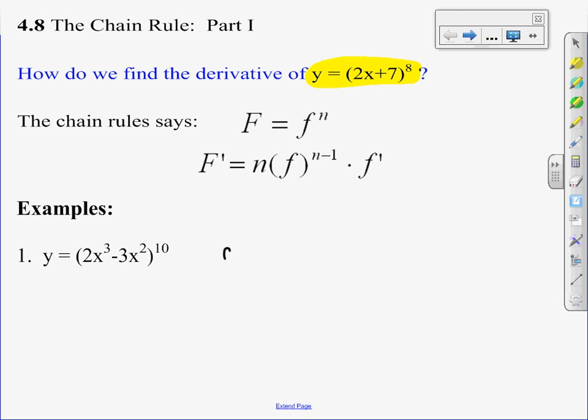If I want to find the slope of the tangent line at any point, the chain rule says I apply my basic power rule and move the exponent to the front, or multiply the number in front by the exponent. I leave the base of the power the same. I subtract 1 from the exponent, and then I multiply by the derivative of the base of the power.